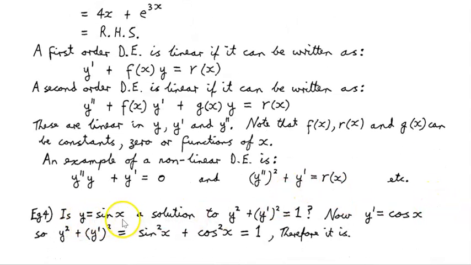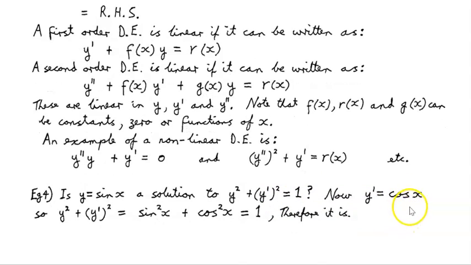Is y equals sine x a solution to y squared plus (y dash) all squared equals 1? Let's check. The highest derivative is the first derivative, and y dash is cos x. Let's substitute that in. So y squared plus y dash squared is sine squared x plus cos squared x, which from the trig identity is 1. Therefore, it is a solution to this nonlinear first order differential equation. That's it.